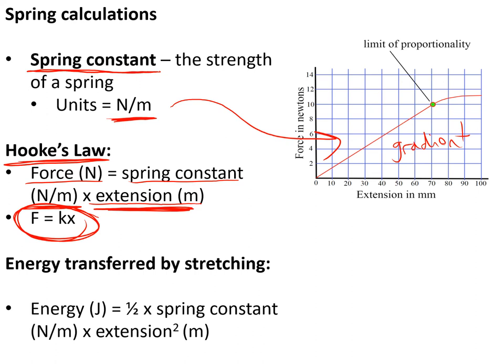And then lastly, we can look at the energy transfer by stretching a spring. This one is in the formula sheet at the back of the exam, so you don't need to memorize it, but it always helps. And that is just the energy required to stretch a spring equals half times the spring constant times the extension squared. And the extension is in meters. Again, you might be given one in centimeters, so make sure you convert your units back to meters before you do your calculation.